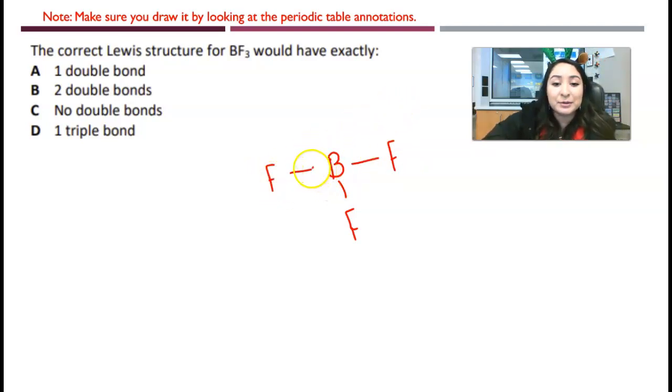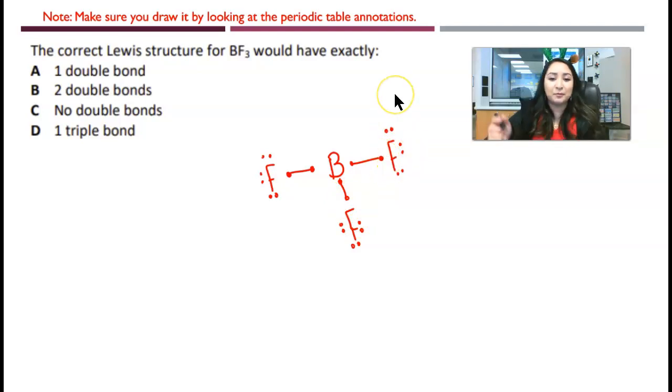So boron has 3 valence electrons, so 1, 2, 3. Fluorine has 7. 1, 2, 3, 4, 5, 6, and this one that's bonding makes it 7. Same for each of the other fluorines. So this is what BF3 looks like. Notice that it has 3 single bonds, 0 double bonds. So your answer is C.